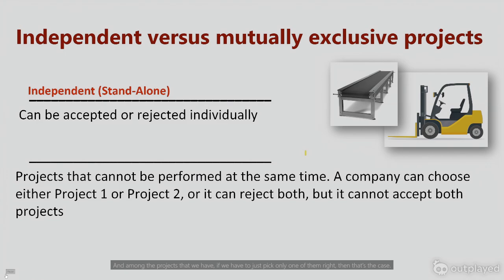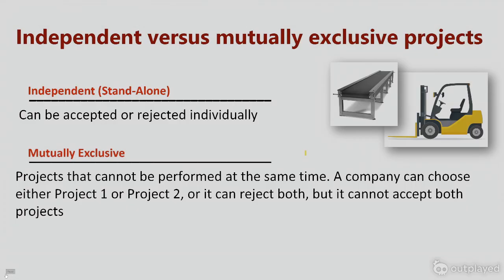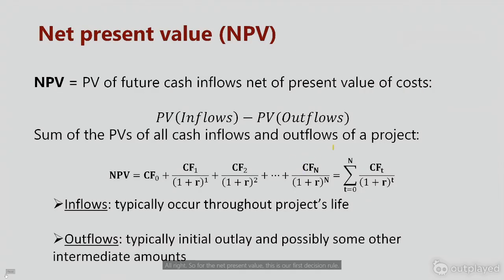And among the projects that we have, if we have to pick only one of them, then those projects are mutually exclusive. For net present value, this is our first decision rule. We touched on the basics of net present value last week. We call it net because we are discounting the present value of all the potential cash outflows and inflows and taking the difference. That's why we refer to net present value.